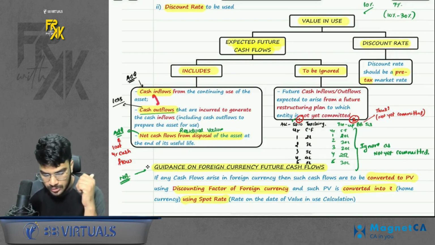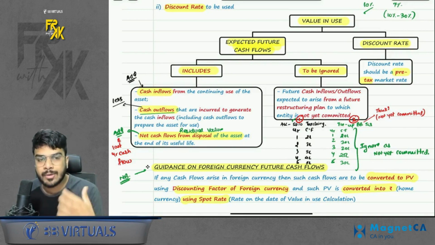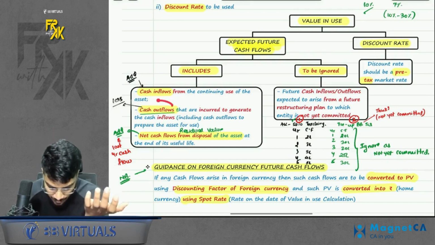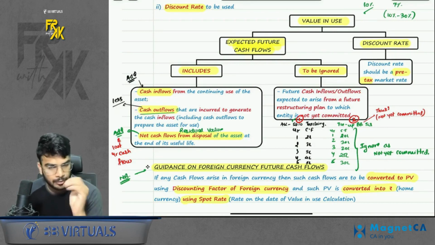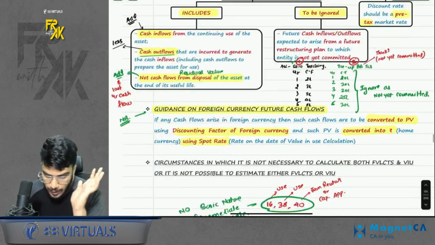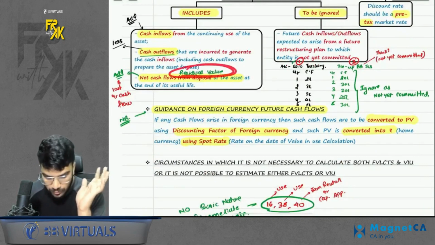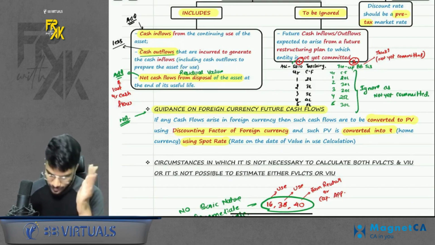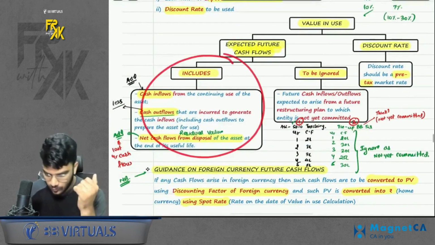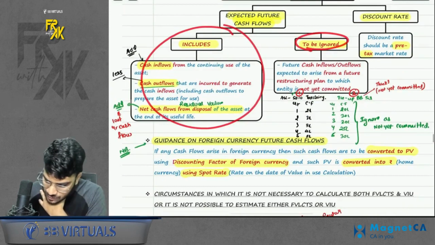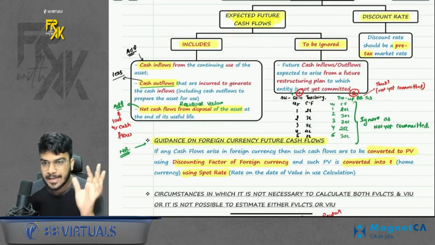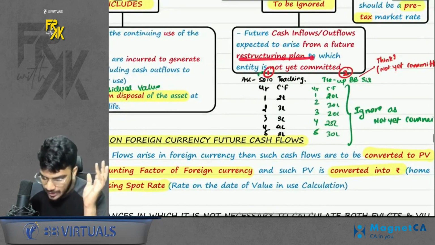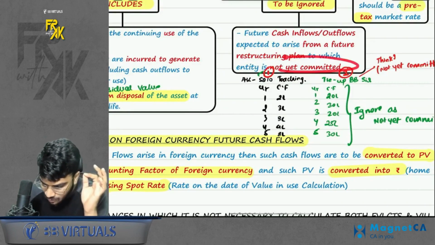Sometimes, to generate these inflows, you also have to incur some outflows, right? So if there are any outflows, you will deduct the same. Don't worry, this will be given in the question. Apart from this, if there is any residual value, you will add it in the last cash flow, because if you are using the asset, you will sell it for scrap only at the end of its life. So these are the cash flows. The following cash flows are to be ignored: any cash flows which arise from a future restructuring plan to which the entity is not yet committed.